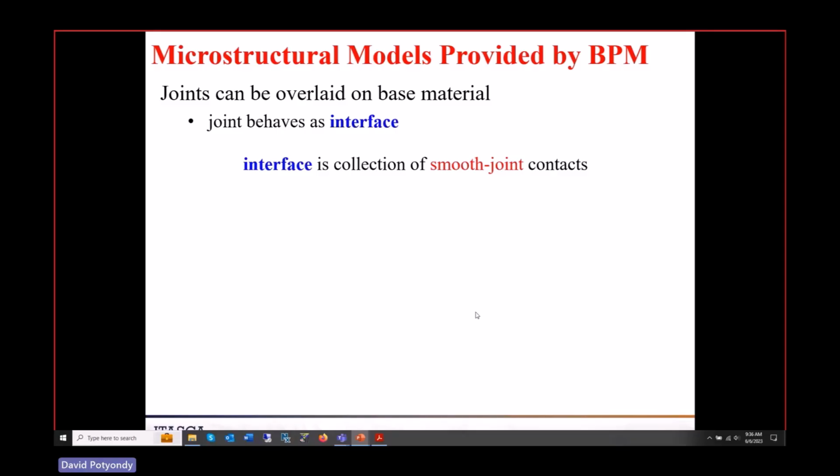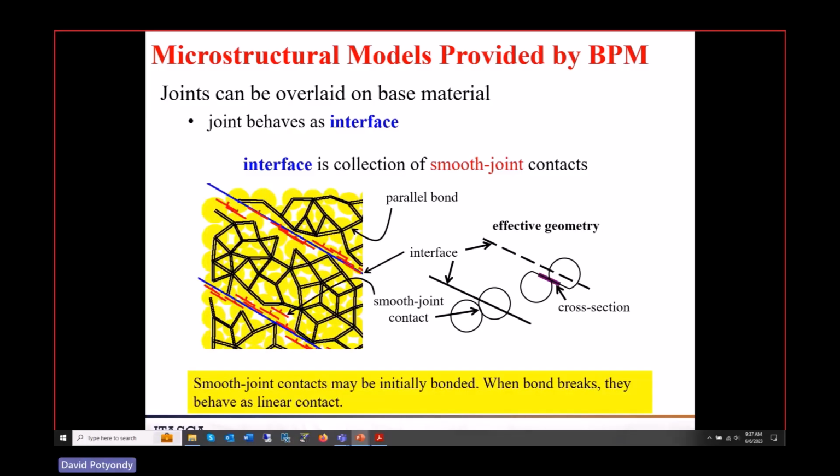Let's talk now about joints. Okay. We want the joint to behave as an interface between two surfaces, right? So what we can do is, if we want to put an interface into an existing bonded assembly, we can use a collection of a special contact model called a smooth joint contact. What does that do? Look at this first. There's an initial packing of yellow discs, and those are initially connected with parallel bonds. That's the double black lines.